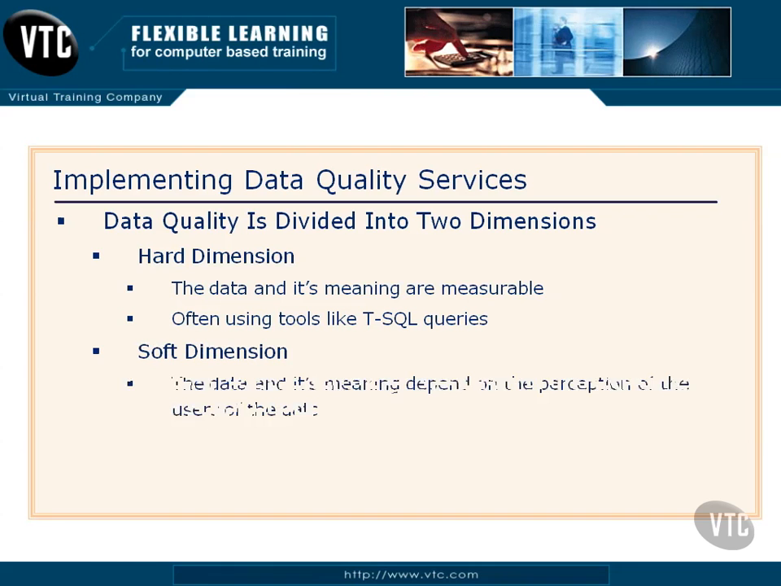Then we get into the subjective stuff. There's soft dimension data, and this is where the data and its meaning depend on the perception of the users of the data. Now, this is where it can tend to get kind of dangerous in a business, because different users, different departments may read the same thing and perceive different meanings from it. But this is much more difficult to measure. As a matter of fact, the only way to get to the meaning of this and to find those perceptive differences is to just go out and interview employees and interview the people who use this data.